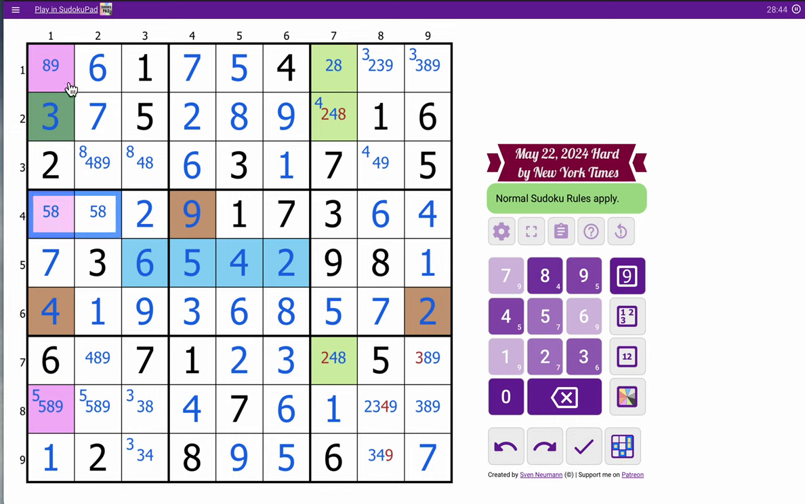5 and 8 are done here. This can't be 2 or 8. That's a 4. 9, 8. This is forced to be a 9. That's a 3, 2, 4. This should finish.